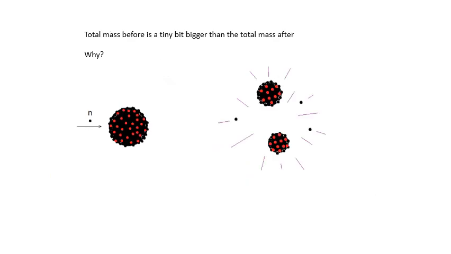Now, one thing to note is, where does this energy come from? Well, the total mass before is a little bit bigger than the total mass after. Why? Well, there's an equation you may have heard of, E equals mc squared. What happens is that a little bit of mass changes into energy, thanks to Albert Einstein. A small amount of mass has been transferred into a lot of energy.